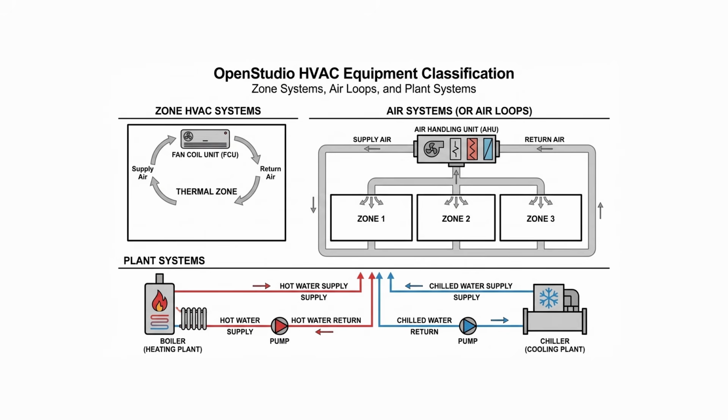First, zone HVAC systems, equipment that directly serves individual thermal zones. Second, air systems or air loops, central systems that distribute conditioned air to multiple zones. Third, plant systems, systems that produce heating or cooling fluid, such as hot water or chilled water.